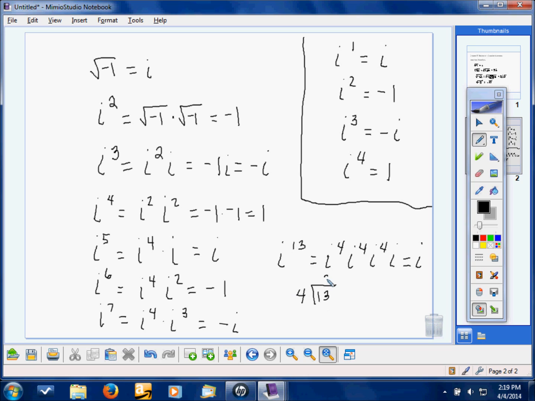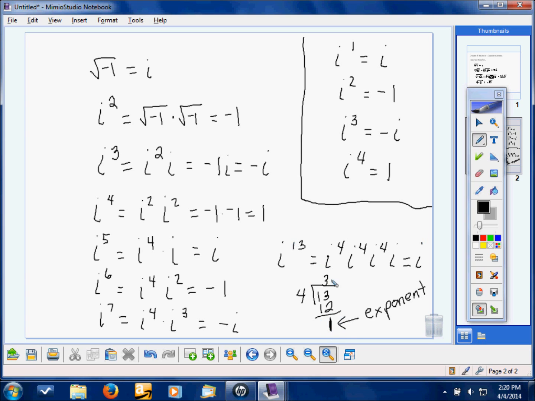I divide 13 by 4. That gives me 3, and I don't even really care about that. What I care about is this remainder. The remainder is the exponent, 1, 2, 3, 4. Then you just read the answer from the chart. If it's a 1, your answer's i. If it's a 2, your answer's negative 1. If it's a 3, it's negative i. If it's 4, it's 1. So this number is just so that you can make yourself understand. You care about the remainder.